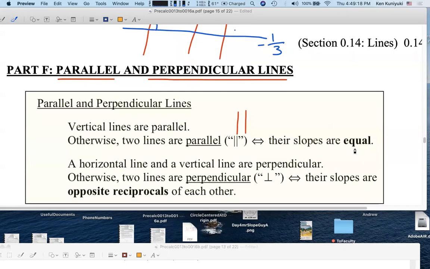Bear in mind, a horizontal and a vertical line are perpendicular. But again, the vertical line has undefined slope. Otherwise, two lines are perpendicular, and that's often denoted by this upside down T here, if and only if their slopes are opposite reciprocals of each other. So parallel lines, denoted by this, have equal slopes, or they're both vertical. Perpendicular lines have slopes that are opposite reciprocals, or you have this kind of deal.